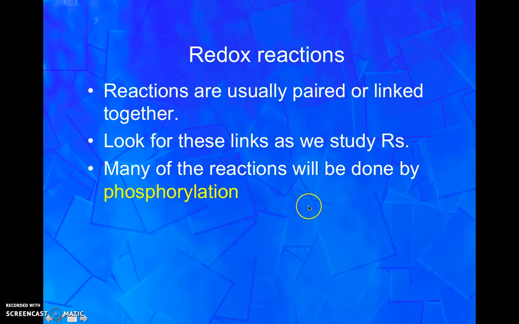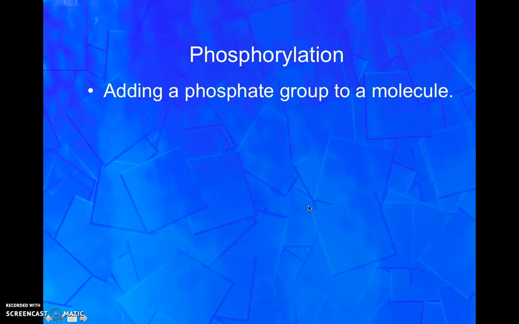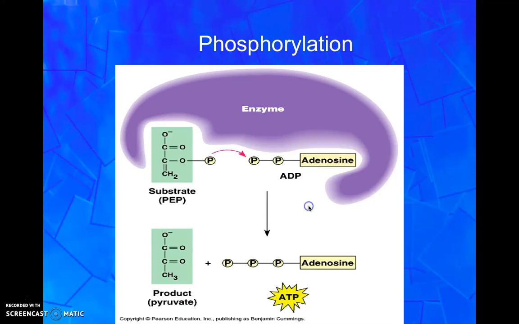And they will be done by something called phosphorylation, which is adding a phosphate group to a molecule, like to change ADP into ATP. Okay, and that phosphate group, that bond there will hold the extra energy.